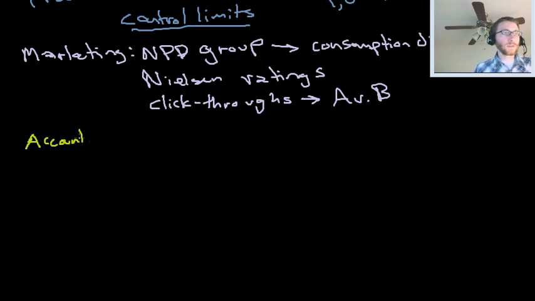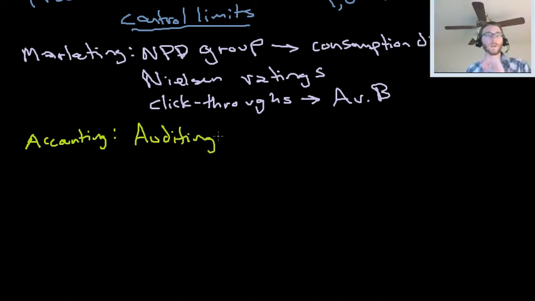In accounting, there are a few places where you run into statistics. One is auditing. Auditing everybody is really expensive, and if you want to target those audits better, you can randomly sample for audits.